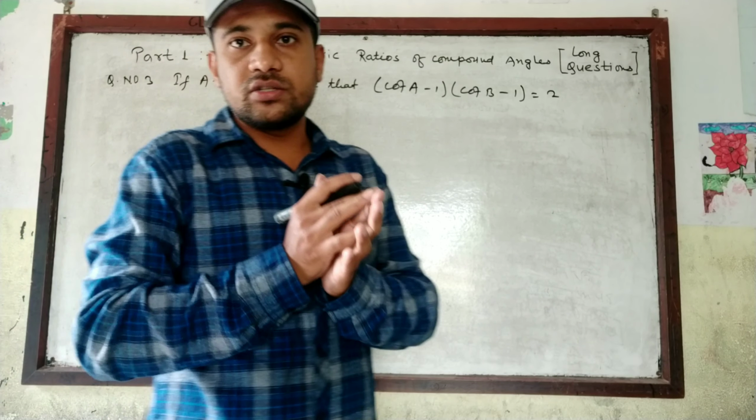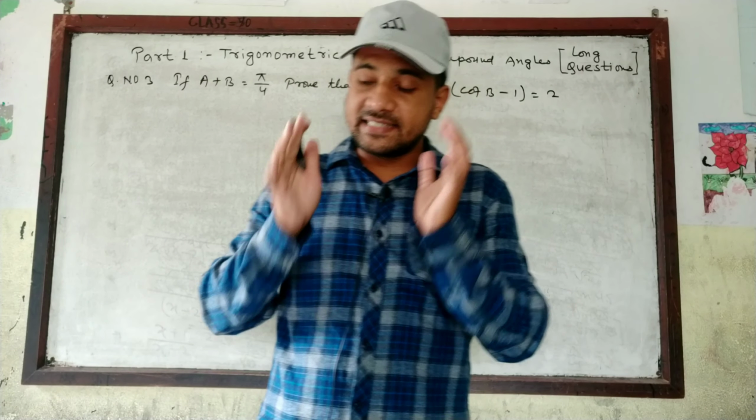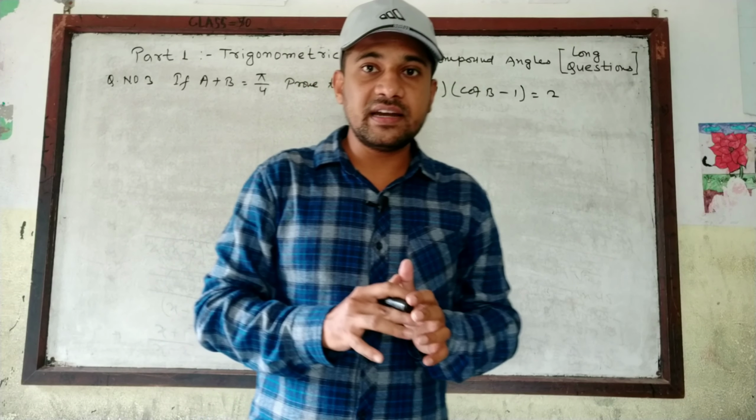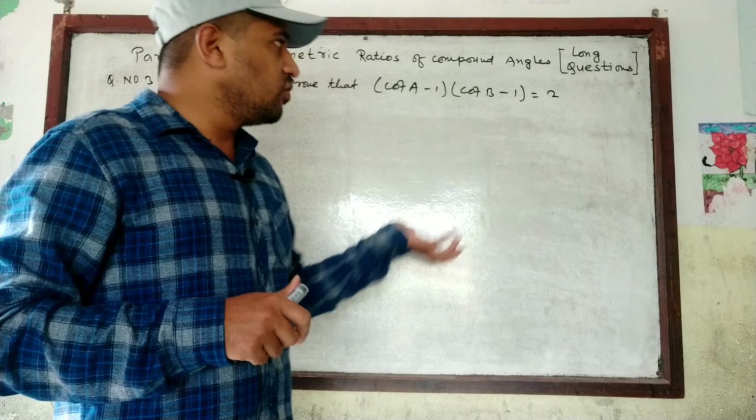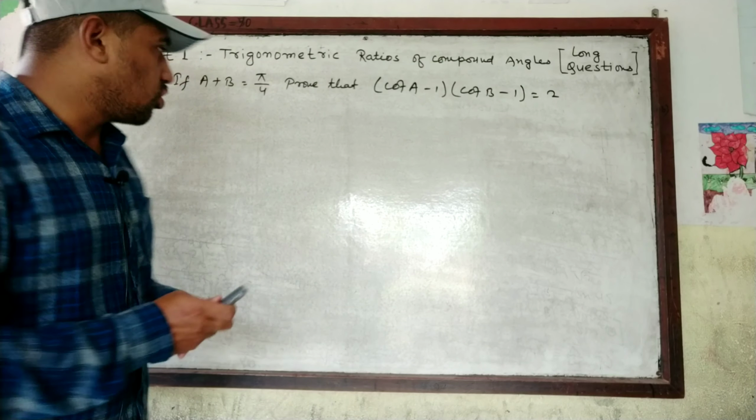You can take tan also. I told you before, you can take tan, but at last you have to convert it in the form of cot. Tan a is equal to 1 by cot a. You have to convert in this form. If you know the formula of cot, you can directly take cot.